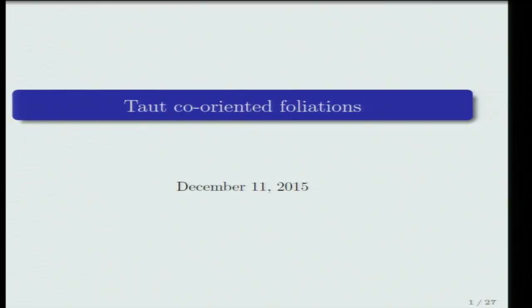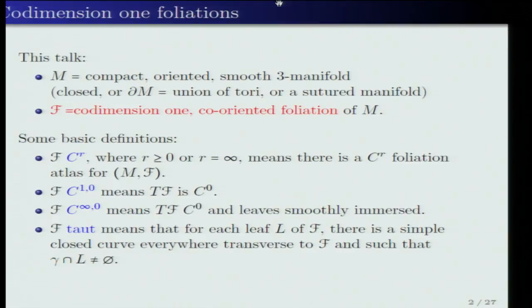So as Cameron said, I'm going to talk about taut co-oriented foliations. In this talk, when I talk about a manifold M, it's going to be compact, oriented, and smooth or smooth with corners. It's either going to be closed, or the boundary is going to be a union of tori, or it's going to be a sutured manifold. If you're not familiar with sutured manifolds, I'll be giving a quick definition later, so just focus on the first two possibilities. And F is going to be a codimension 1 co-oriented foliation of M. And typically it's going to be taut.